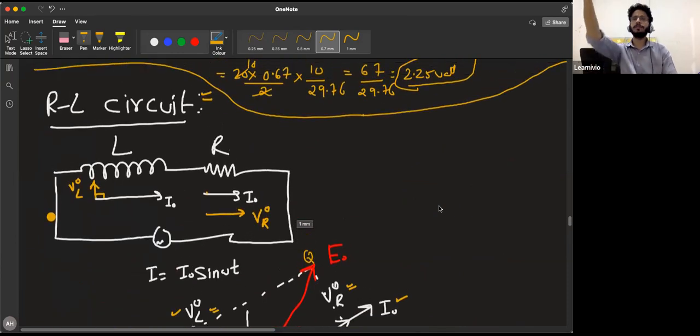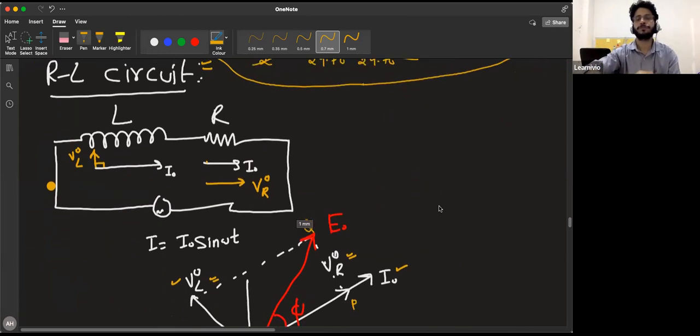So if you know the LCR circuit, then for the RL circuit, just put the terms having C to be 0 and you will get your RL circuit. It's just the extension of the derivation that you did for the LCR circuit. In the calculation of LCR, we are just substituting XC equal to 0. We're doing nothing else.